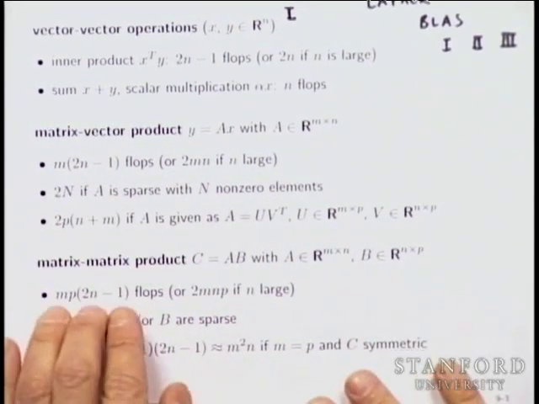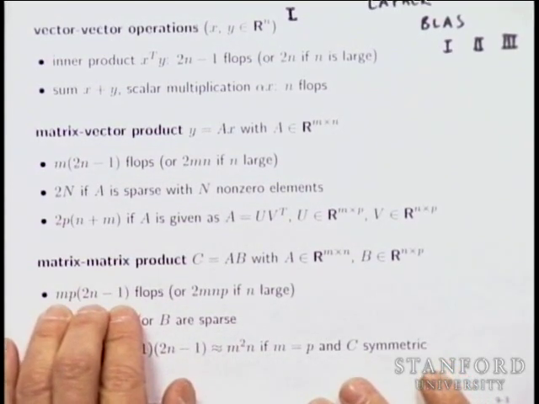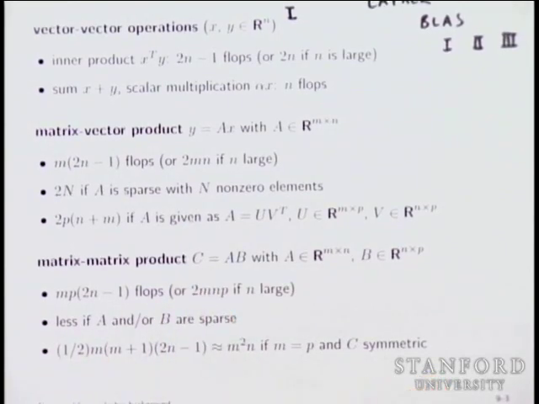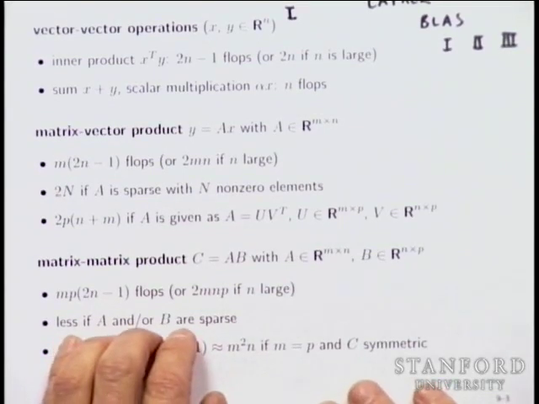Now here, the number is approximately MPN. So it's the product of the sizes like this. That's what it is if it's large. Now, if A or B is sparse, it can be much, much less. By the way, this is not at all obvious.